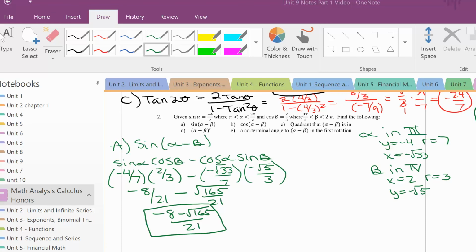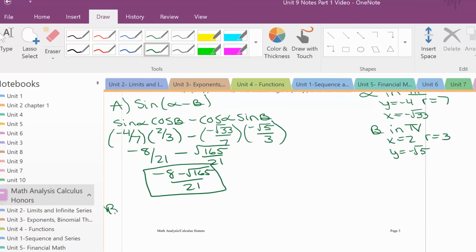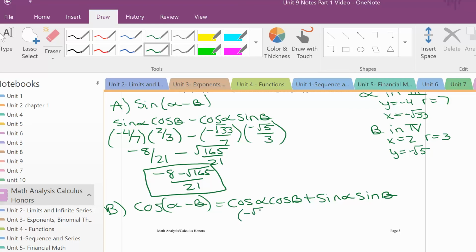So let's do part B, cosine alpha minus beta. So it's going to be cosine alpha cosine beta plus sine alpha sine beta. So cosine alpha, remember, is negative rad 33 over 7. Cosine beta is positive 2/3. Plus sine alpha is negative 4/7. Sine beta is negative rad 5 over 3.